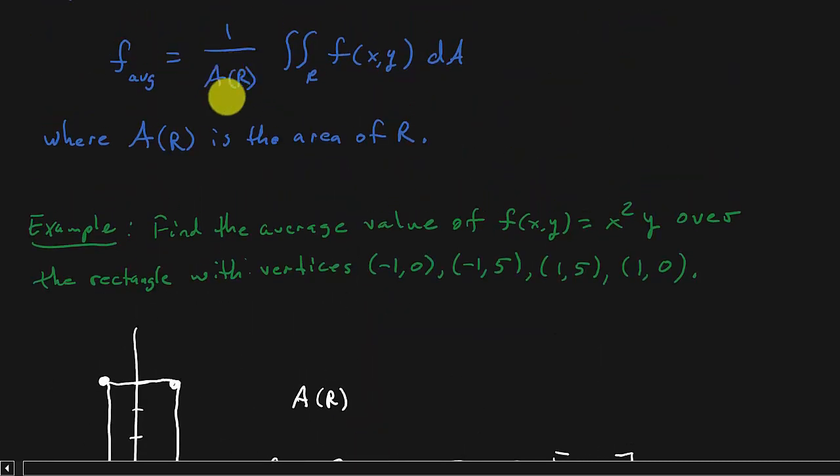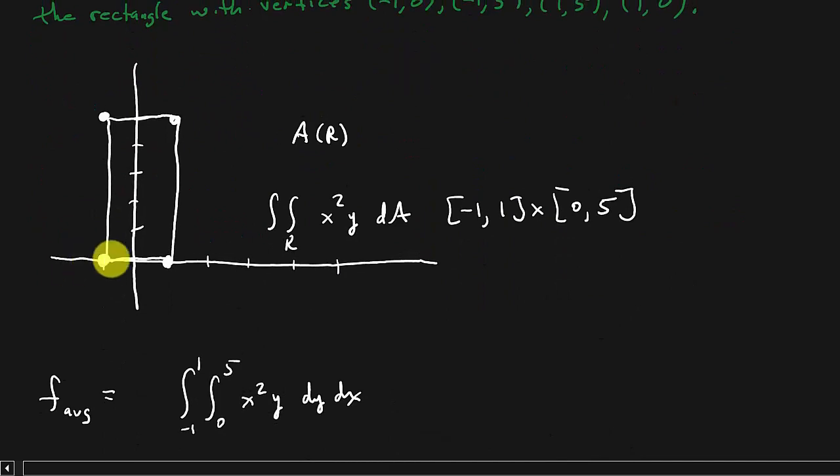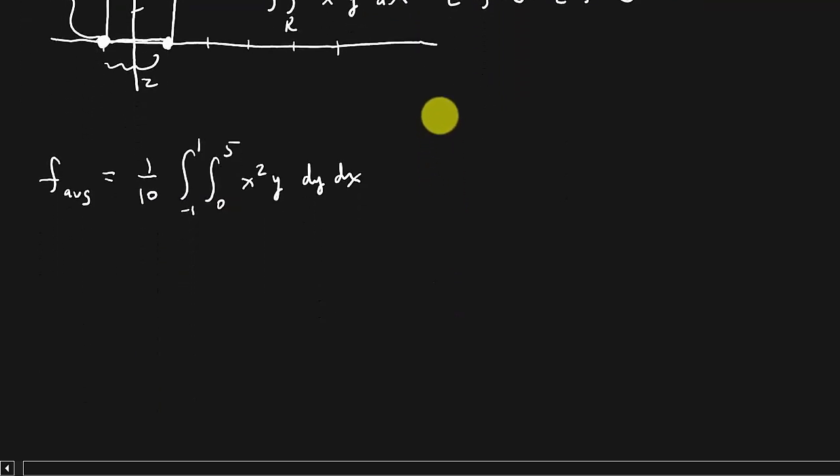I need the area of my rectangle. So what's the area of this rectangle right here? Well, it's just this times this, right? Well, this is 2. This is 5. So that's going to be 2 times 5, which is 10. So that's 1 over 10. And now we just integrate it.